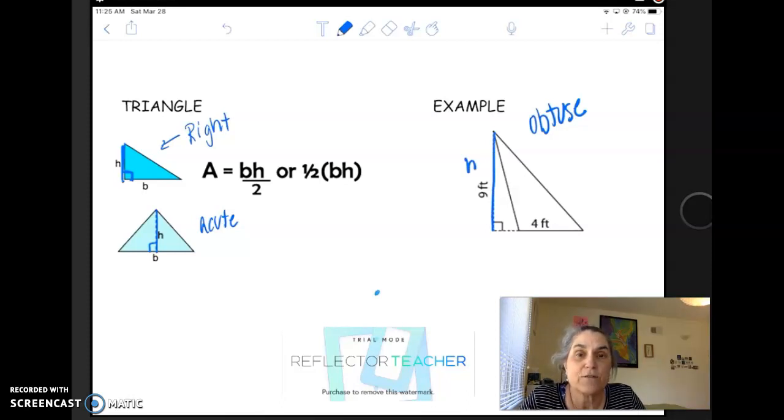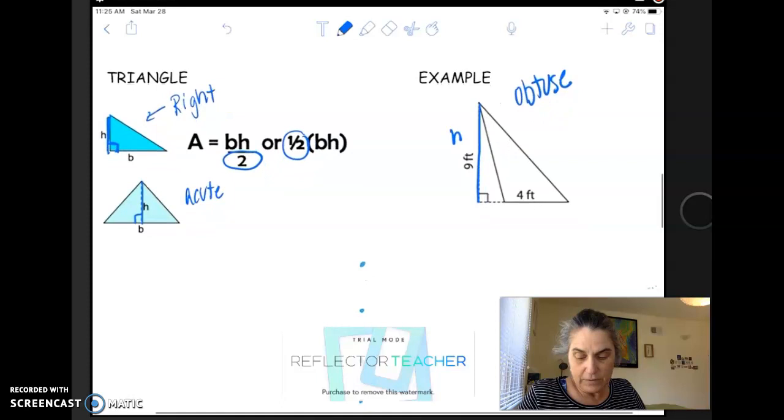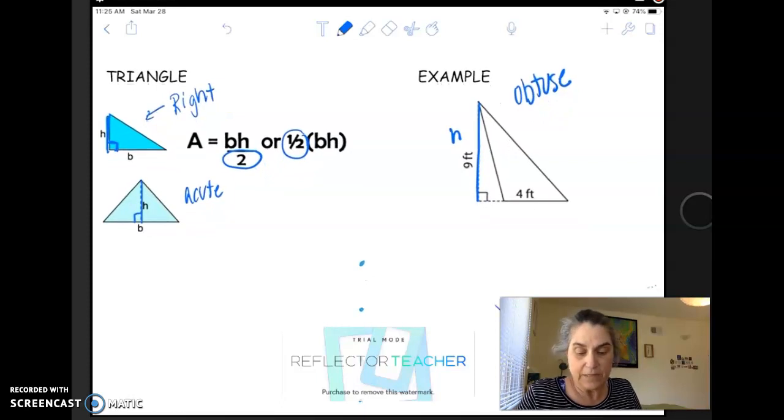2 versions of the formula. One of them has the 1/2 out in front, 1/2 base times height, or like half of a rectangle. And the other one, instead of multiplying by 1/2, it just says divide by 2. And either one of those versions will work. You decide which one makes more sense to you. My work for this example is going to use the base times height divided by 2.